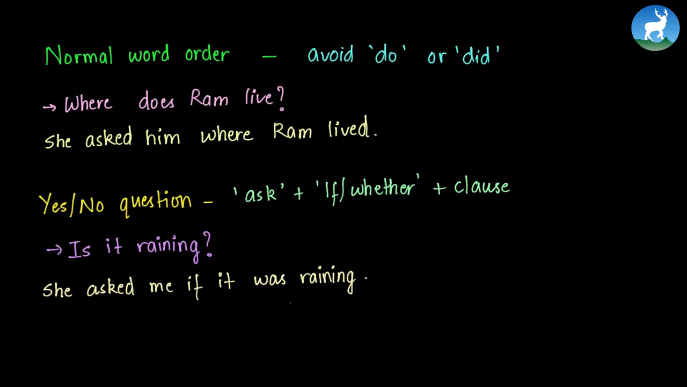She asked me, so here we use the ask clause, me, and then if or whether. Anyone could be used. I used if, so she asked me if, and the clause, it was raining. So this is the clause, and this is the form of ask, and we've used if here. We can also say, she asked me whether it was raining.